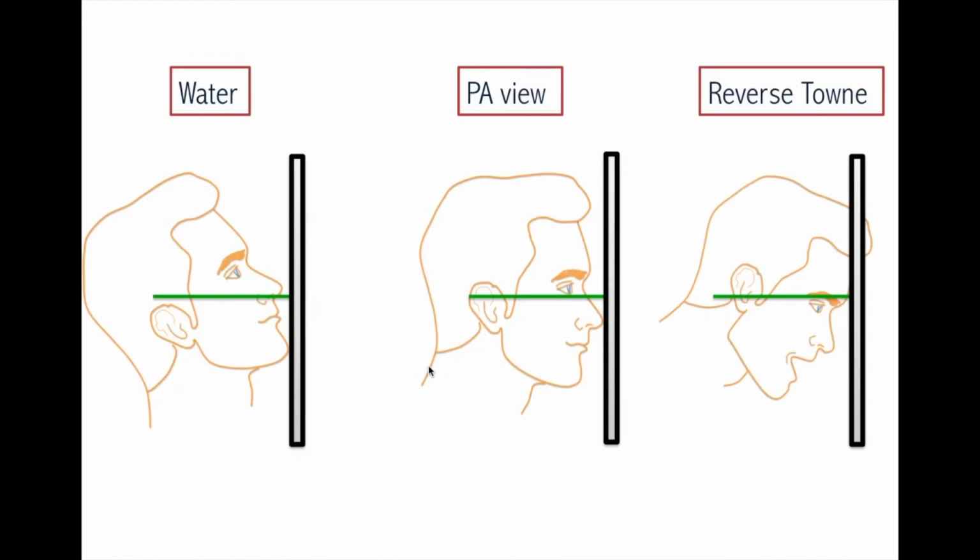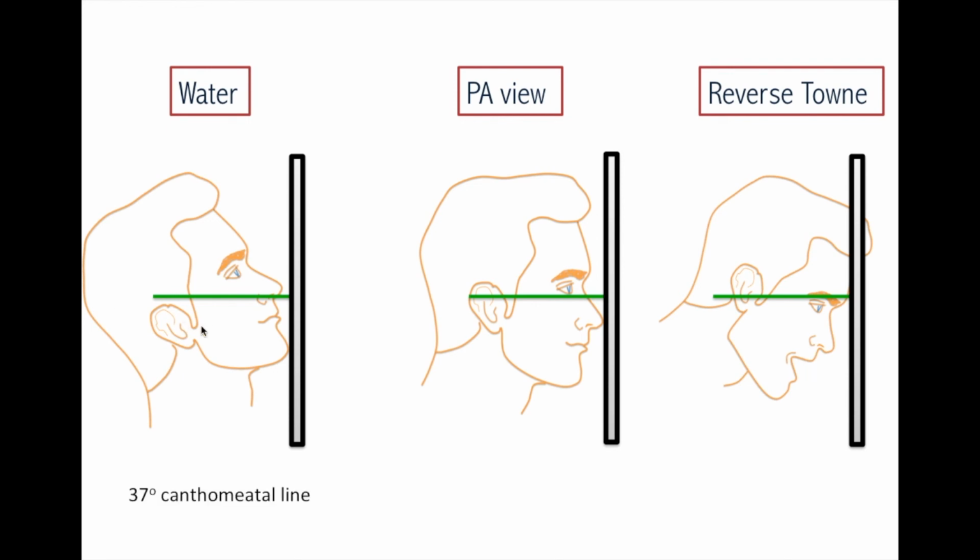Okay, to recapitulate, we got the Waters view, the PA view, the posterior anterior view, and the reverse Towne. In Waters view, the chin is touching. In PA, nose is touching the image receptor, whereas in reverse Towne, the forehead is touching the image receptor. And I forgot to mention one point of reverse Towne, that it is an open mouth projection. As you can see, in these two, the mouth is closed, whereas in this, the mouth is open.